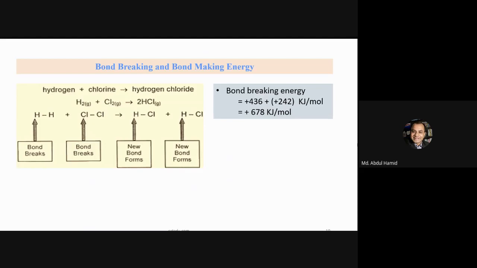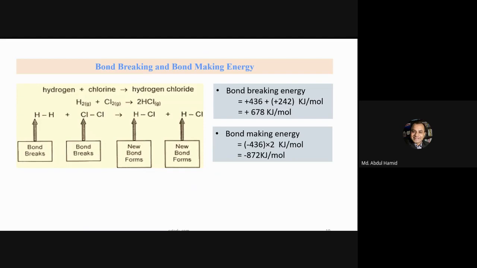Hydrogen, hydrogen, how much bond energy? 436, right? Chlorine, 242. So we get a total of 678 kilojoules per mole bond breaking energy, positive. And the bond making energy here, hydrogen and chlorine. If you look here, we are putting negative because bond making, right? Bond is making, so we are putting negative.